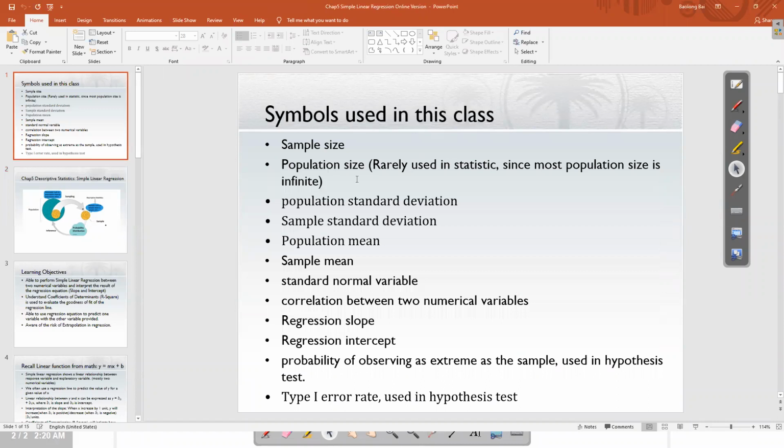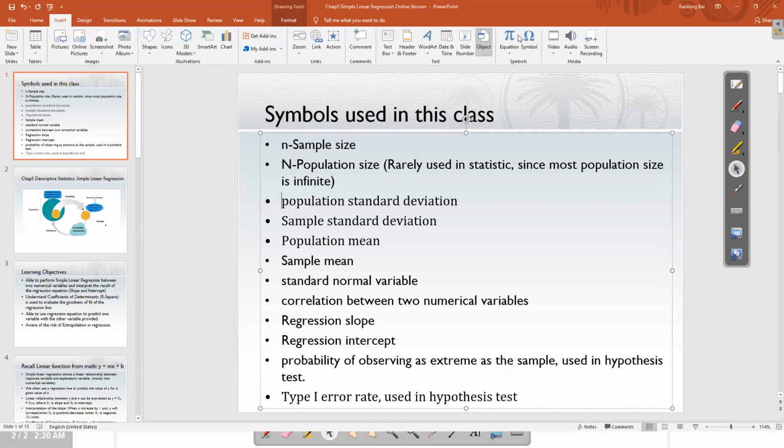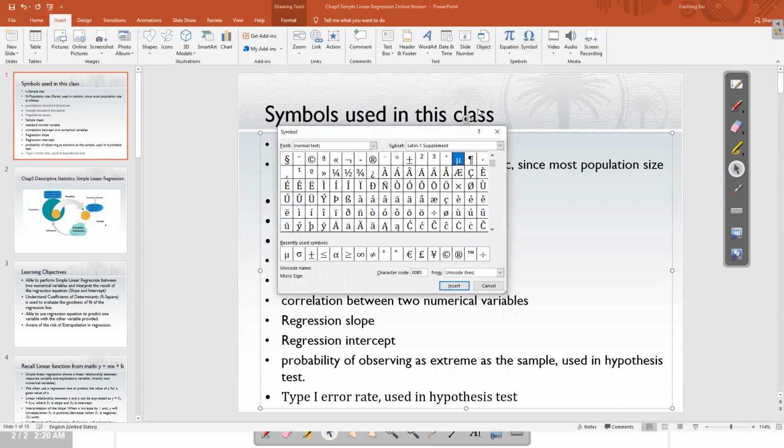So let's go over the symbols. Again, different measures are represented by different symbols. So make sure you're clear with all the symbols. For example, for sample size, we use small n, right? Not big N, small n. And the population size is big N, right? And population standard deviation is sigma.